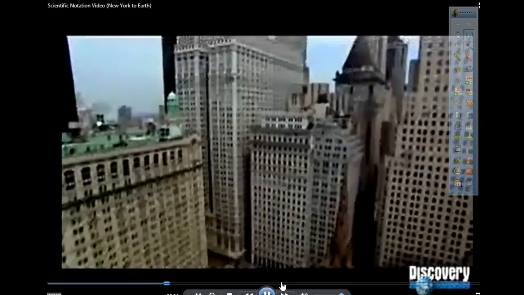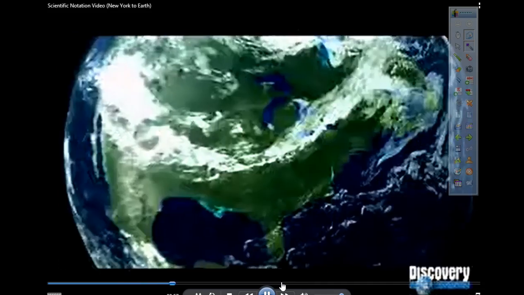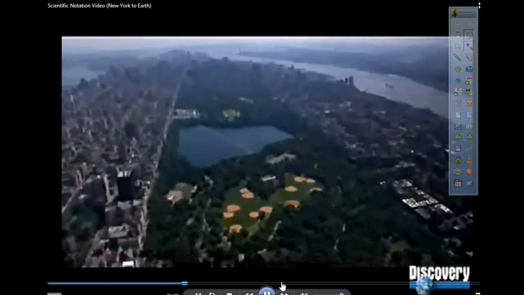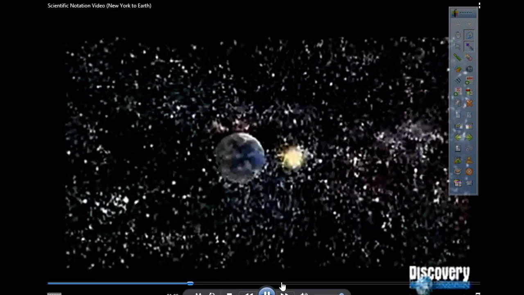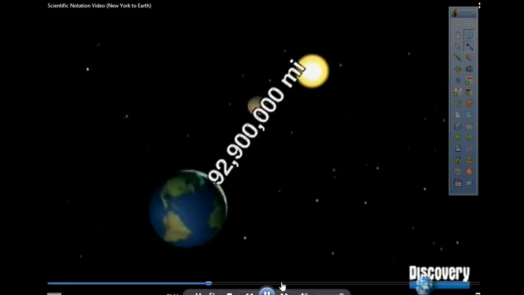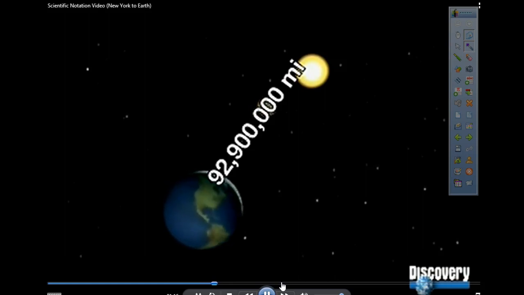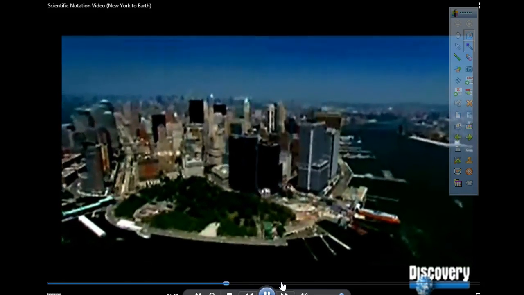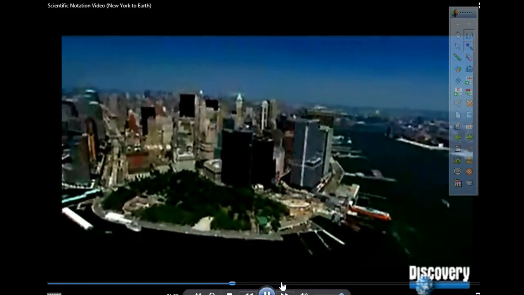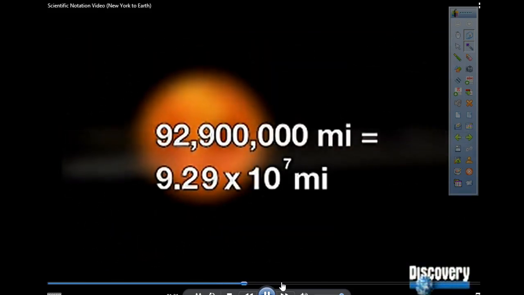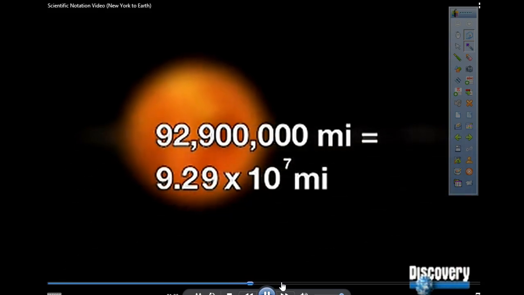New York City might seem like a big place, but when you consider a perspective that's out of this world, you see it's quite tiny. Let's look at Manhattan Island's length in comparison to the distance between the Earth and the Sun. Manhattan Island is 13.4 miles long, and the average distance between the Sun and the Earth is 92,900,000 miles. That's a lot of zeros to keep track of. There's another way to describe this number that's often more useful. Here comes scientific notation to the rescue. We can write the vast Sun-Earth distance as 9.29 times 10 to the 7th miles.